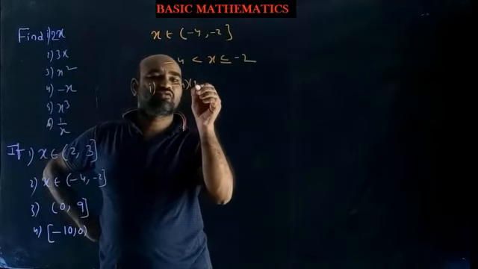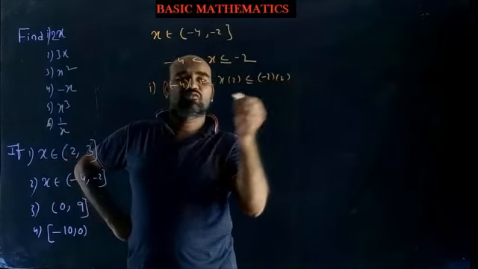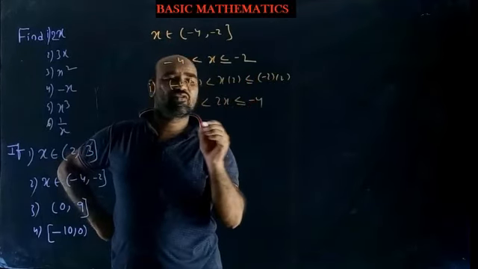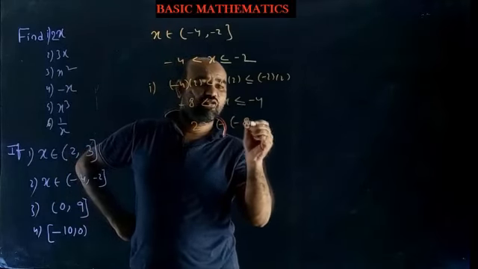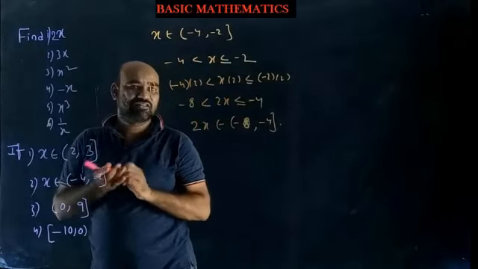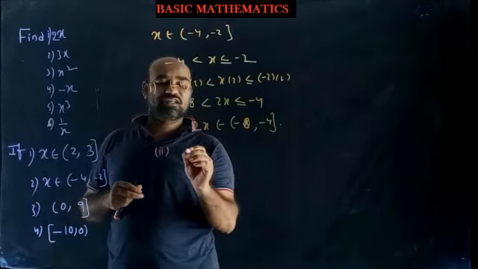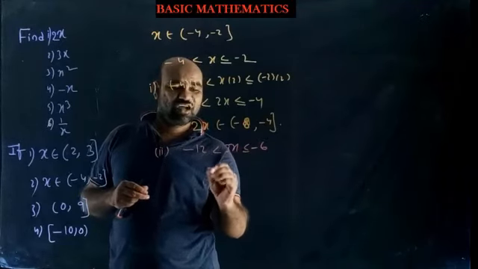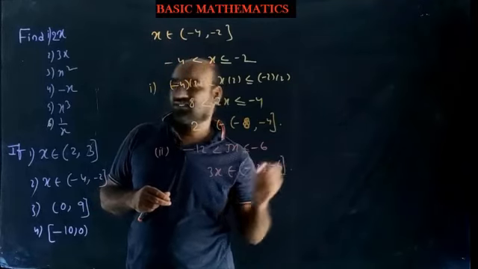Minus 4 into 2 is less than x into 2 is less than or equal to minus 2 into 2, or minus 8 is less than 2x is less than or equal to minus 4. Or I can write 2x belongs to open minus 8 to closed minus 4. Okay. So second one, 3x, in a similar manner, just multiply by 3: minus 12 is less than 3x is less than or equal to minus 6, or 3x belongs to open minus 12 to closed minus 6.